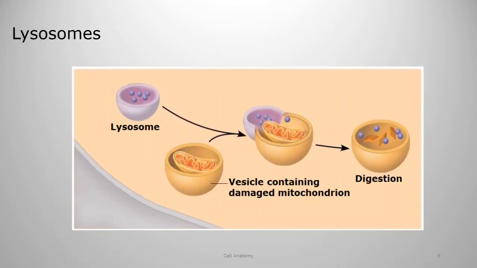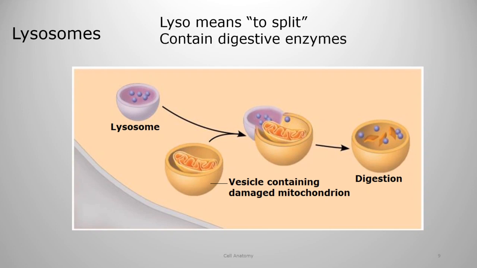Lysosomes are basically little stomachs that float around the inside of a cell and digest things like broken down organelles. The term lyso means to split. Rumors have it that it's the origin of the brand name Lysol. It splits bacteria and germs. Lysosomes originate from the Golgi apparatus, and they contain digestive enzymes.